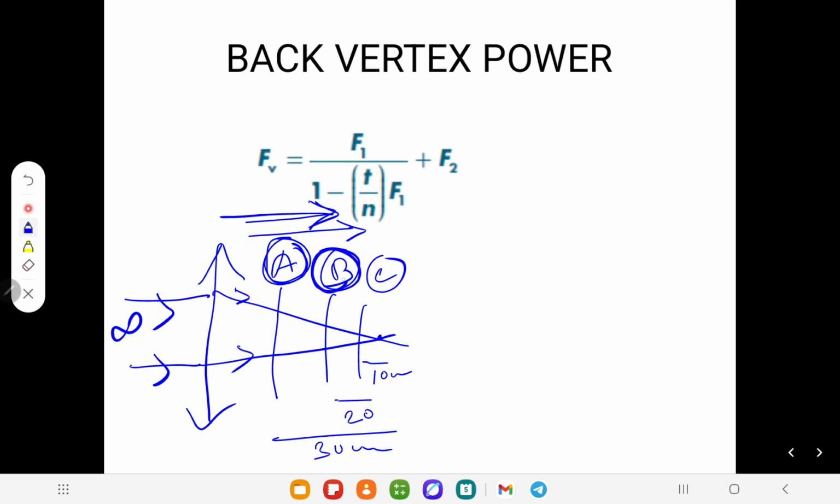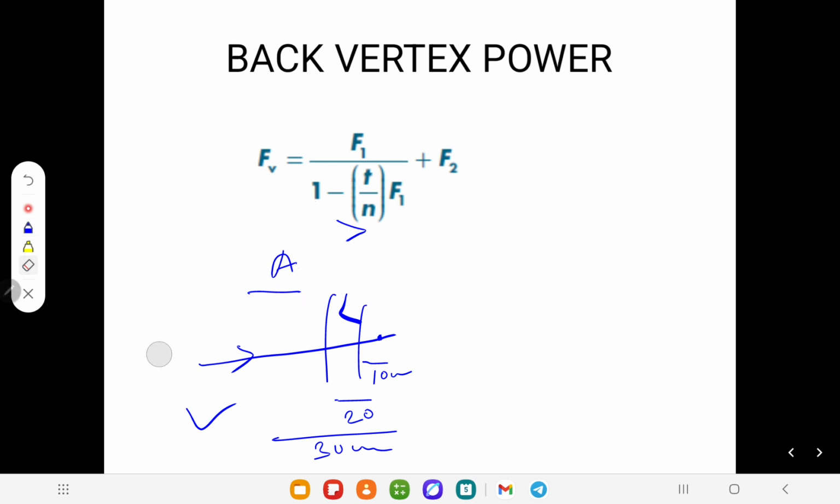In respect to B, C is downstream vergence, definitely. So in respect to A, B is downstream vergence. In respect to C, B is upstream vergence. So why is it important to understand downstream vergence? Because effective power, back vertex power and front vertex power are both downstream vergences. Let me clear this up.